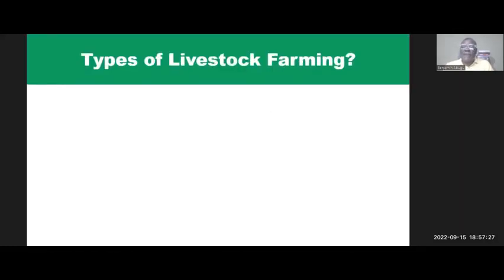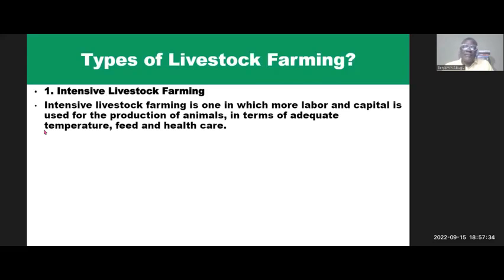Now let's look at types of livestock farming. Number one, intensive livestock farming. And this has to do with using more labor and capital for the production of animals, in terms of the adequate temperature, in terms of the feed, in terms of the health care. Okay? That is intensive. Intensive livestock farming is like intensive agriculture.